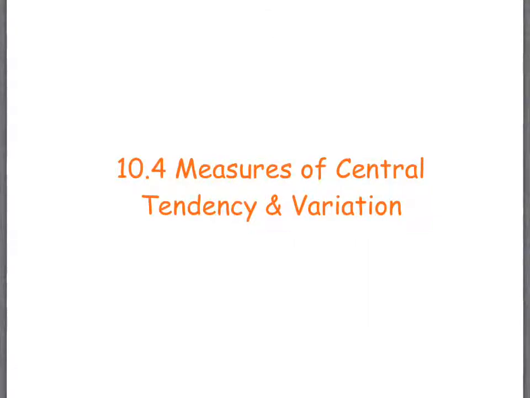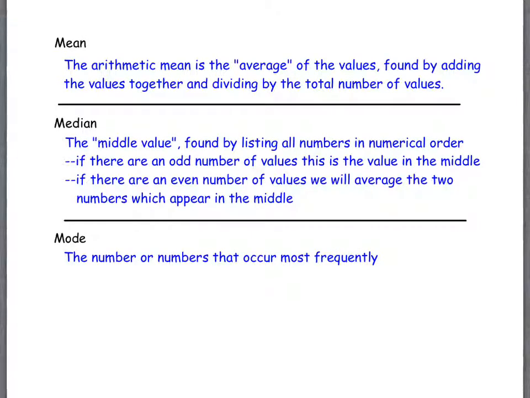Okay, 10.4 is going to talk about measures of central tendency. That's how things bunch up or how they're grouped as an average. And then also measures of variation, which is how far things vary from the norm, or what's standard, or the average. So the portion we're going to talk about today is the portion about central tendency, averages.